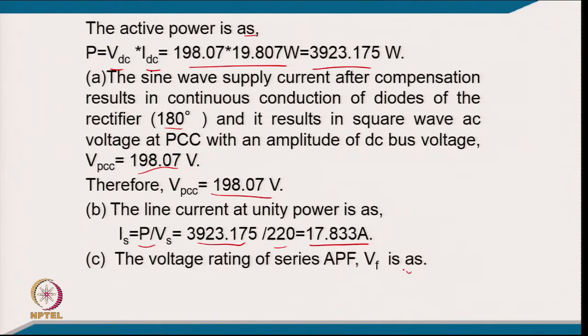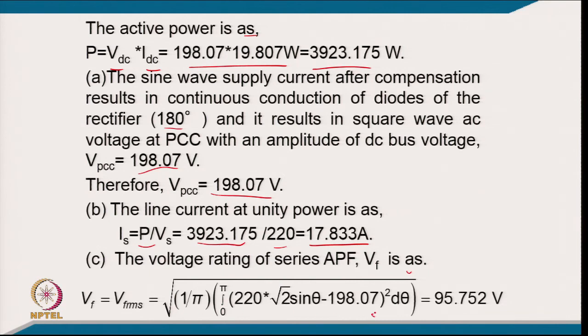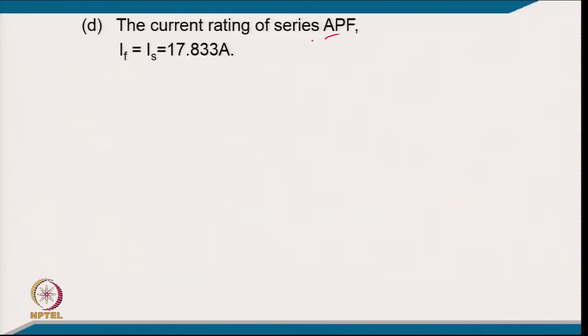And the voltage rating of the series active filter, which we already calculated by this relation. We got this value at the input of the rectifier, and this is the supply voltage. So, the difference of these two we have to inject. We can calculate RMS from this relation by half wave symmetry, 2 upon 2 pi, integral 0 to pi, it comes 95.752 volt. And the current rating of the series active filter we already calculated from power and load resistance. So, this comes 17.833 ampere.